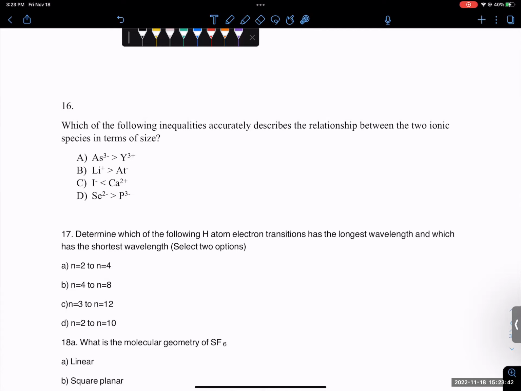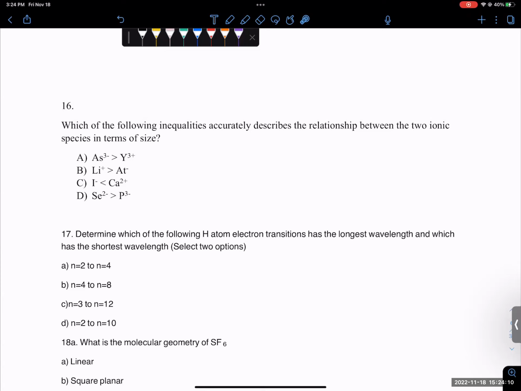Which of the following inequalities accurately describes the relationship between two ionic species in terms of size? So which of these statements is true? Oh, it's A. What do you mean? Look at the question. Can you even look at it? I don't have to look at A. Interesting. How? It's anions are bigger than cations. But are they in the same... Look. Are they isoelectronic species?